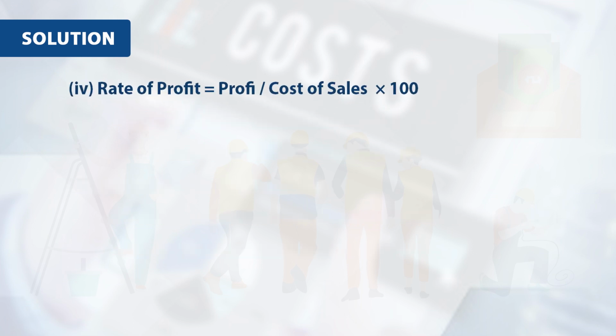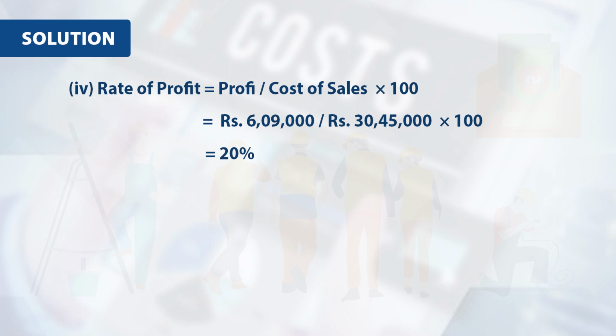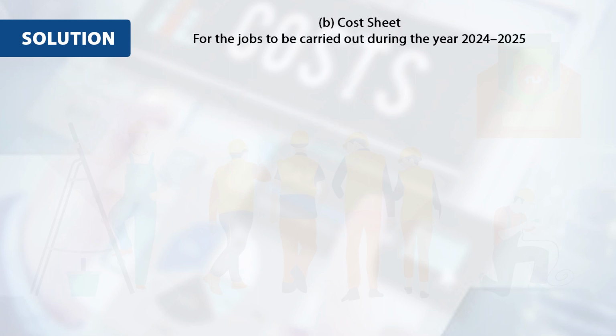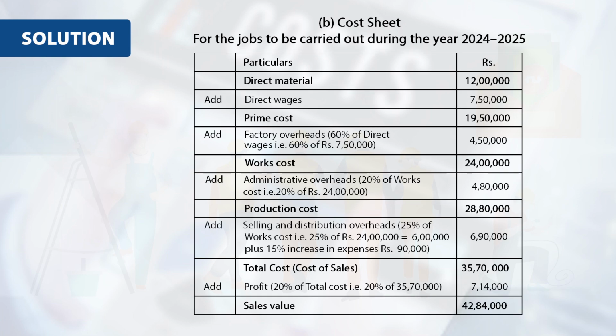Rate of profit is equal to profit divided by cost of sales into 100. Profit is rupees 6,09,000. Our cost of sales is rupees 30,45,000 into 100. Therefore, rate of profit is 20%. Now, let us prepare the cost sheet for the job to be carried out during the year 2024-25. We will prepare the statement in 2 columns, particulars and amount in rupees. Direct material rupees 12 lakh, add direct wages rupees 7,50,000, which will give us prime cost rupees 19,50,000.